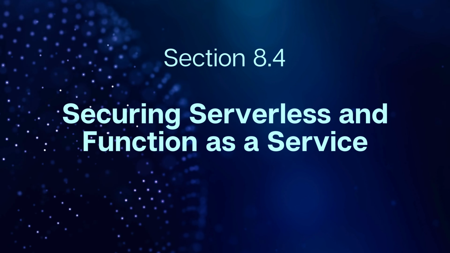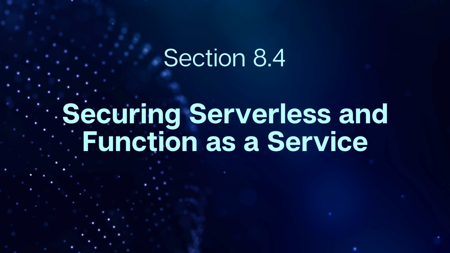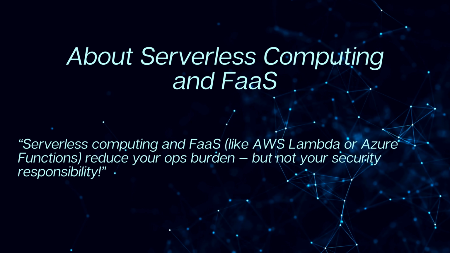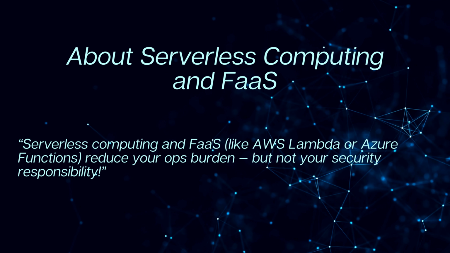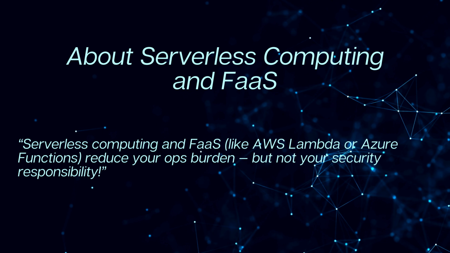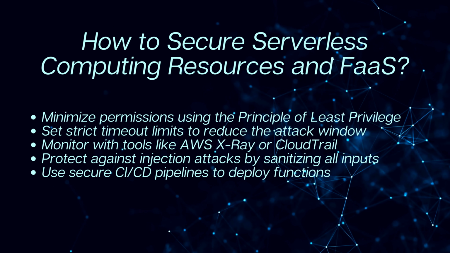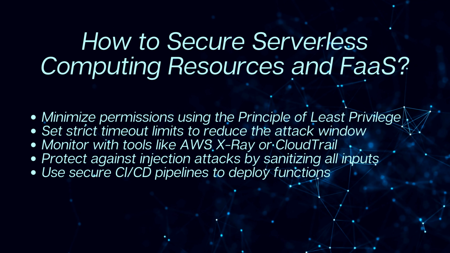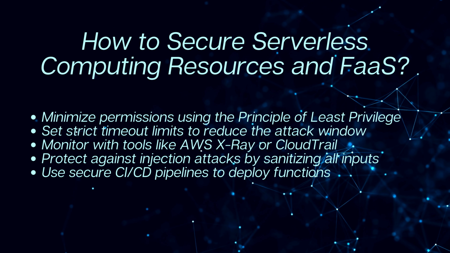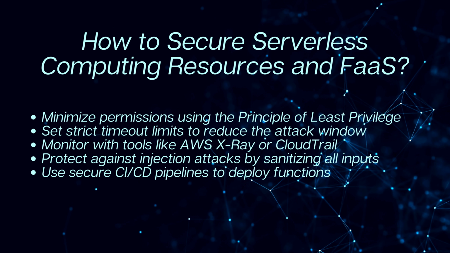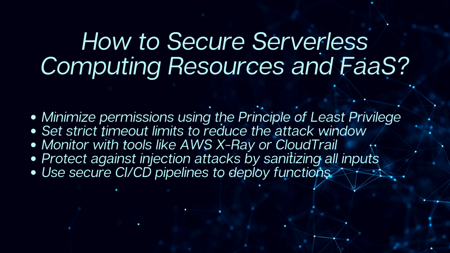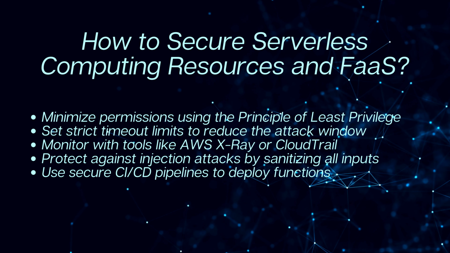Next, in section 8.4, we will be discussing securing serverless and function as a service. Serverless computing and FaaS reduce your ops burden, but not your security responsibility. Minimize permissions using the principle of least privilege. Set strict timeout limits to reduce the attack window. Monitor with tools like AWS X-Ray or CloudTrail. Protect against injection attacks by sanitizing all inputs. Use secure CI/CD pipelines to deploy functions.